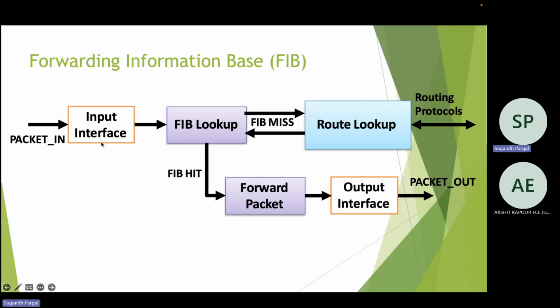So there is an incoming packet at the input interface. Firstly, it will go for a lookup of the FIB in this router. If there is a FIB entry present, that is a FIB hit, then it forwards the packet by matching it with the particular router interface and forwarding it to the output interface. And if there is a FIB miss, that means there is no routing information available at the router or the data plane, then it does a route lookup in the control plane. And when it finds an appropriate route, it fills up the FIB.